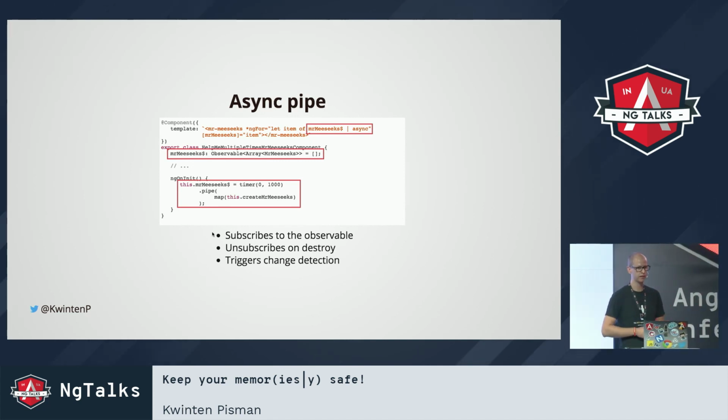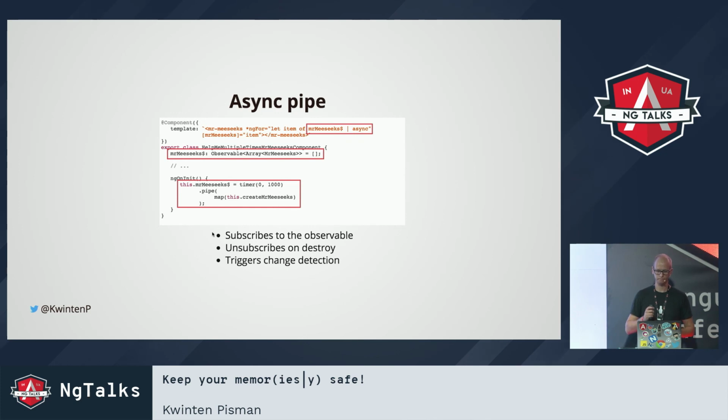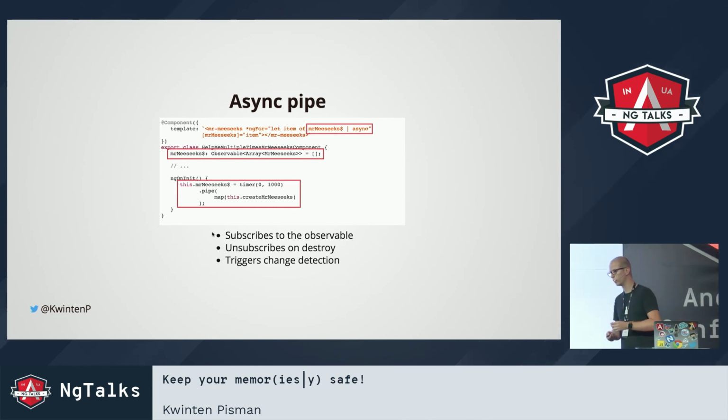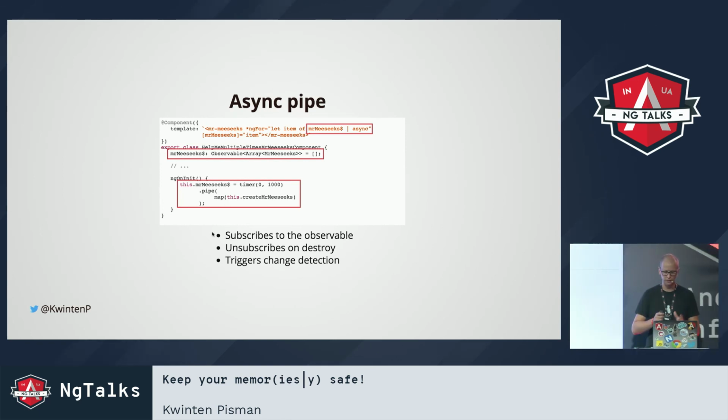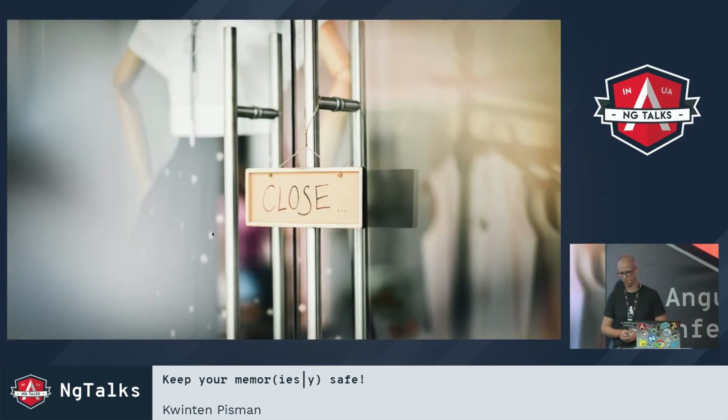And another thing it does is it will trigger change detection. So I recommend to always try to use the async pipe. Only fall back to manual subscriptions if you think it's becoming too complex and you want to handle something imperatively or something like that. But try to use the async pipe as much as possible.